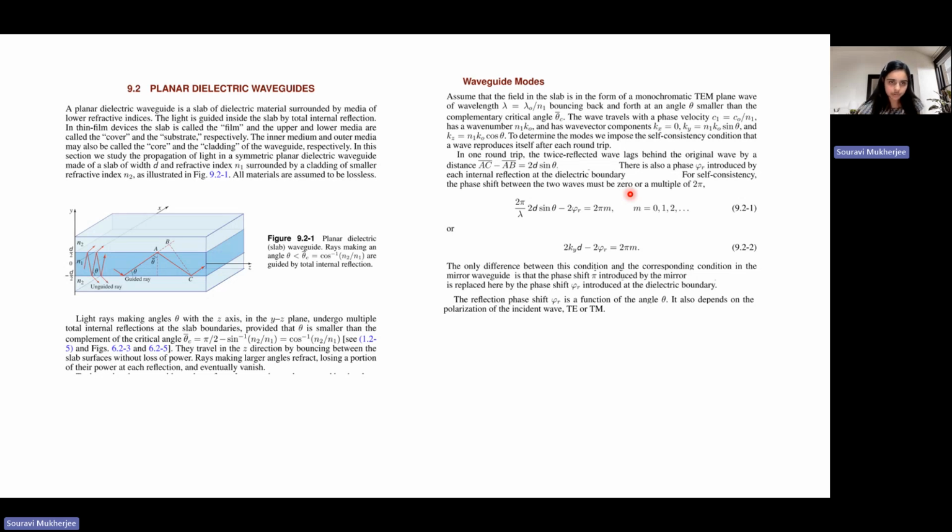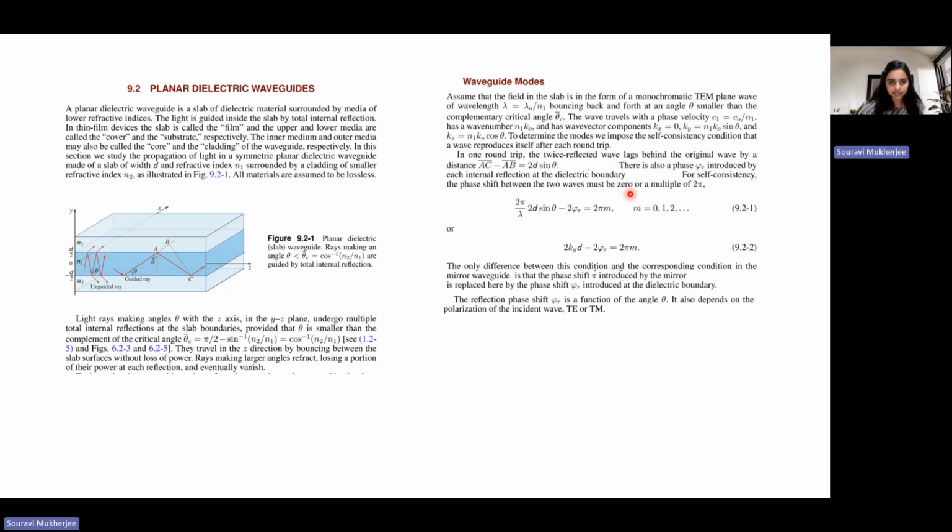So if you have a core with a denser medium, and then cladding on both sides which has a smaller refractive index, a rarer medium, then based on certain modes, you can have total internal reflection at the interfaces. That ensures propagation through this planar dielectric stack, and then it can act as a waveguide.